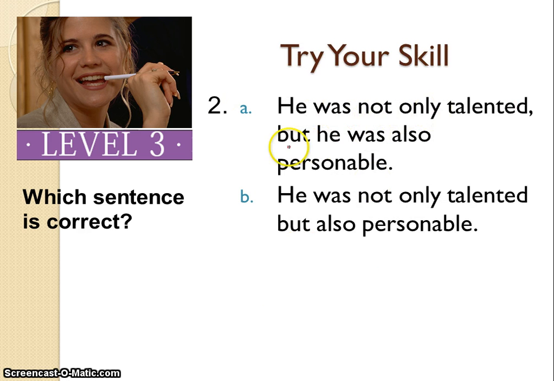Okay, he was not only talented, but he was also personable. Or he was not only talented, but also personable. Which one do you think is correct? This is correct. He was not only, but also. He was talented and personable. What are both of those? Those are adjectives describing he. So they are of equal value here. So we should keep them together.